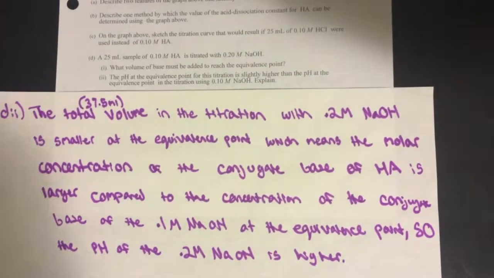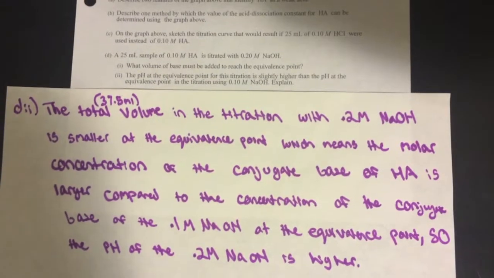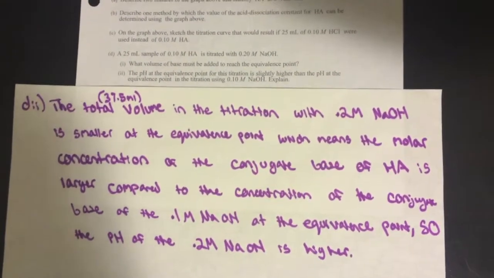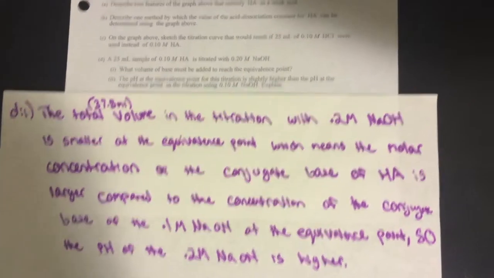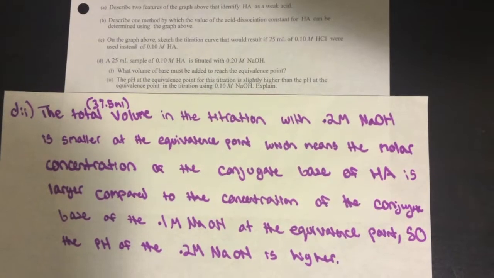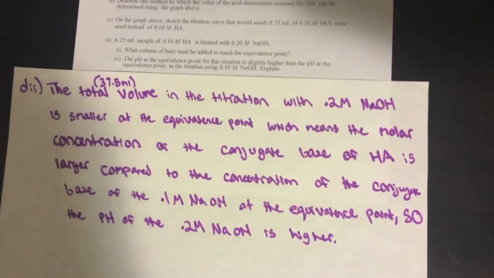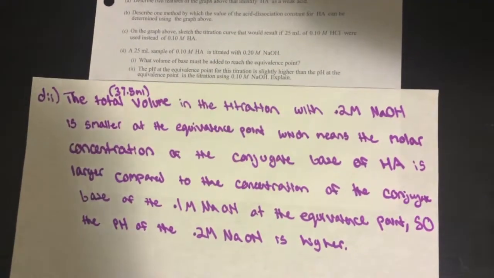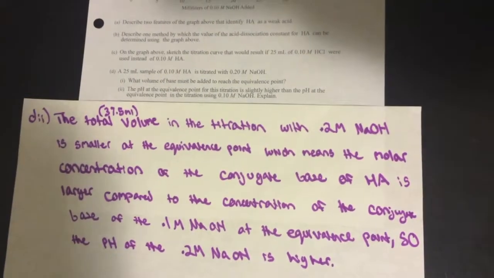For part 2 of D, the pH at the equivalence point for this titration is slightly higher than the pH at the equivalence point in the titration using 0.1 molarity NaOH. Explain why. So the total volume in the titration with 0.2 molarity NaOH is smaller at the equivalence point, which means the molar concentration of the conjugate base of HA is larger compared to the concentration of the conjugate base in the 0.1 molarity NaOH titration at the equivalence point. So the pH of the 0.2 molarity NaOH titration is higher.